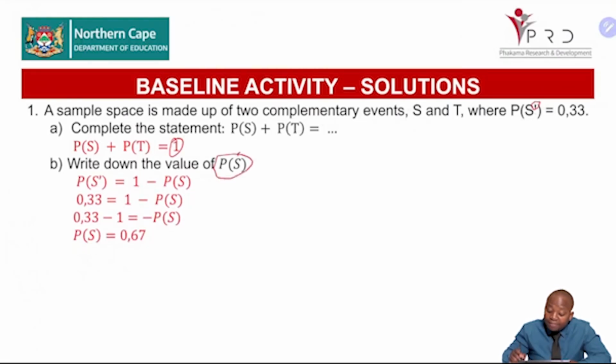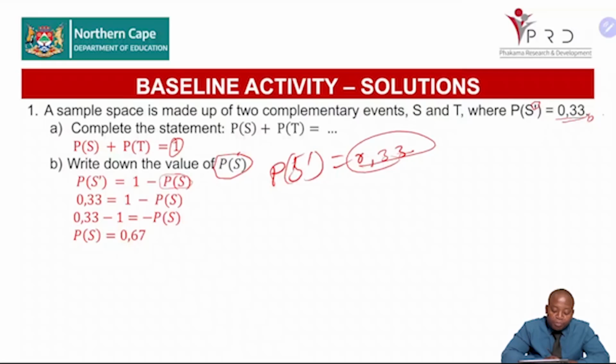Interesting. What am I given here? I am given the probability of S not occurring. So the probability of not S equals 1 minus the probability of S occurring. Are we clear here? We are given the probability of S not occurring, which is 0.33. So we substitute 0.33 in our formula. We get 0.33 equals 1 minus the probability of S. We just solve for the probability of S, then the probability of S is going to be 0.67.